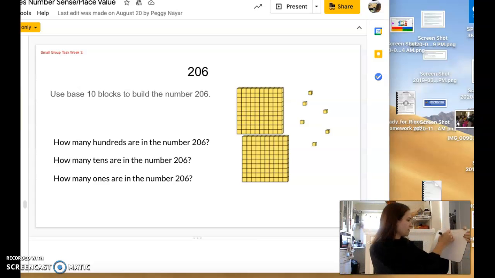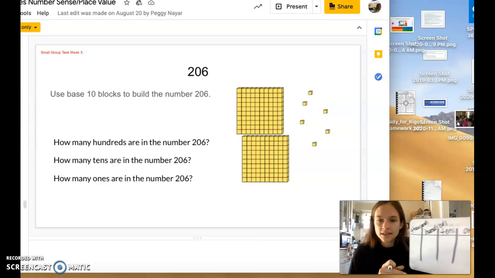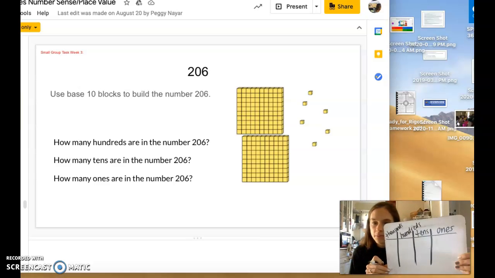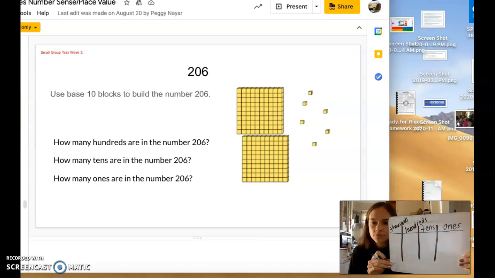So we're going to do 3 lines down the middle, and then a line across. And then we're going to do the ones place, the tens, the hundreds, and then we're going to put in the thousands too, just like yesterday. Okay, take a look at this. You might want to pause the video so you can set yours up too, and then come back.